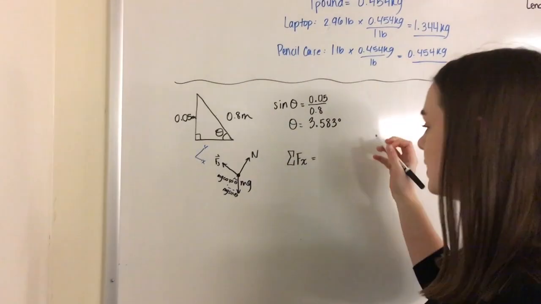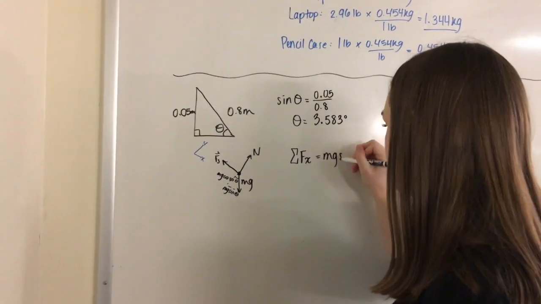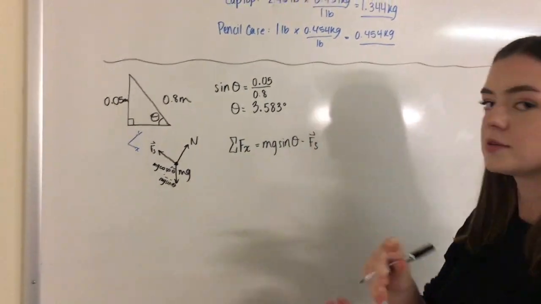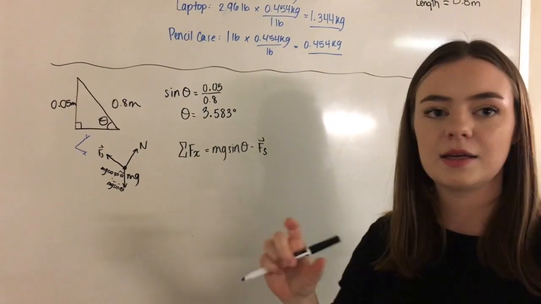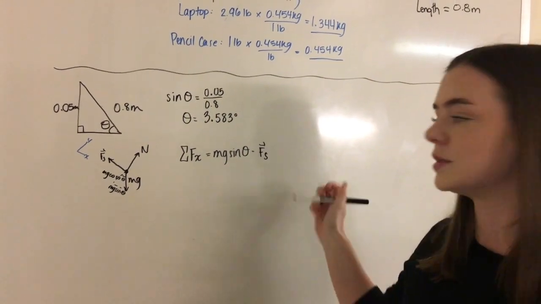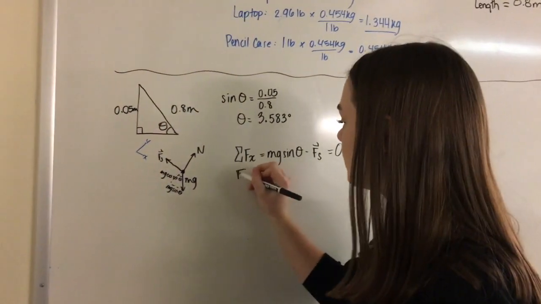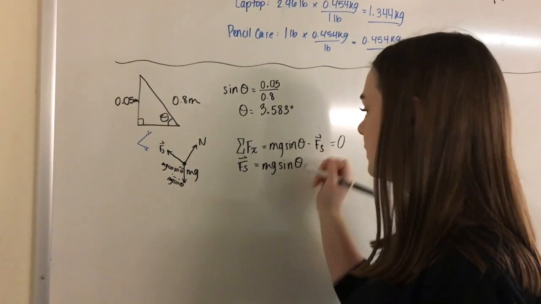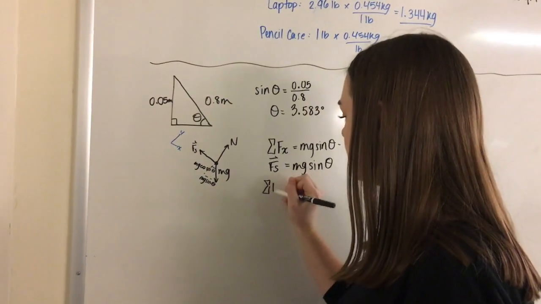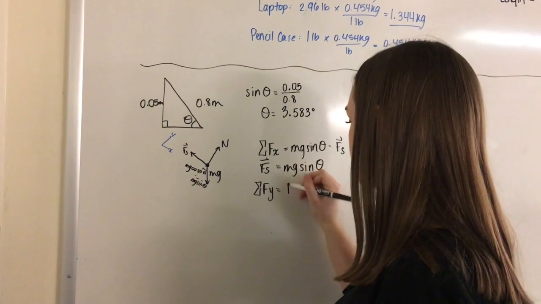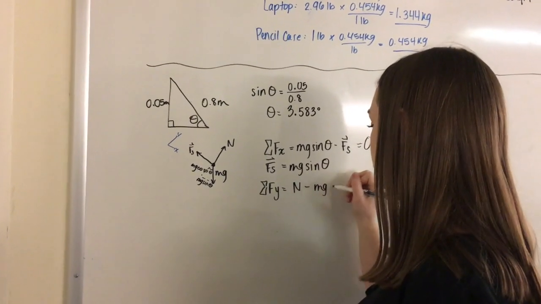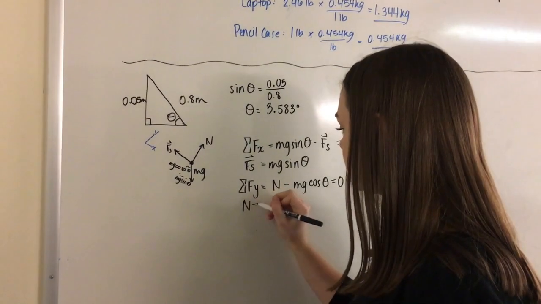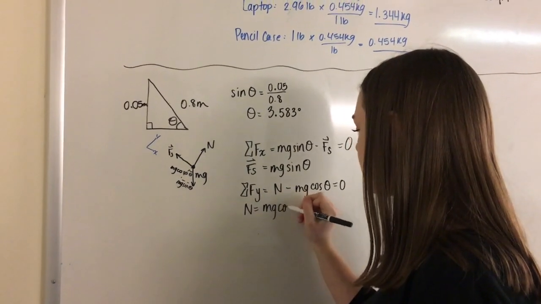So the sum of the forces in the x would be mg sine theta minus friction. And since there's no acceleration, that means F net is equal to mass times acceleration, which would equal 0. So we can rearrange that and go Fs equals mg sine theta. Okay, now let's look at the forces in the y direction. So here we have the normal force minus mg cos theta. And same thing, this will equal 0. So now we have normal force equals mg cos theta.